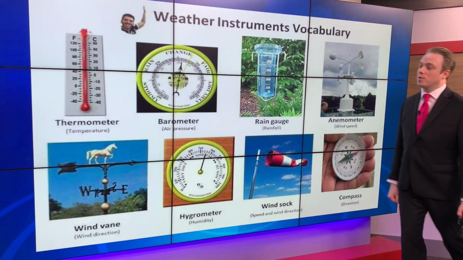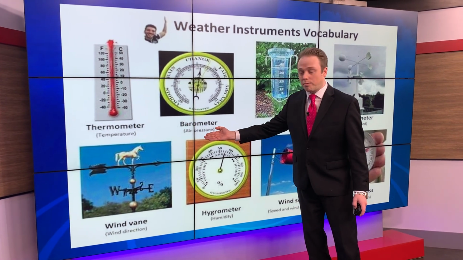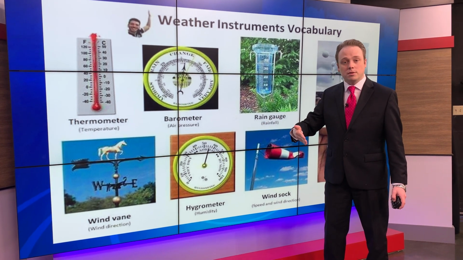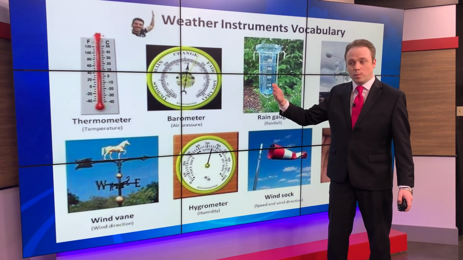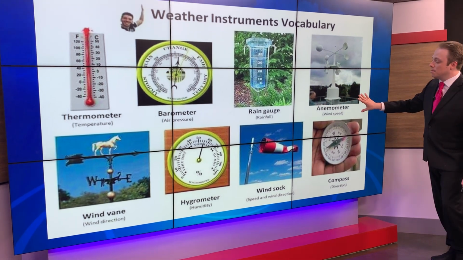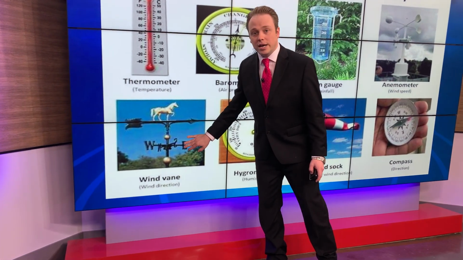Looking at the weather instruments, of course, you know what a thermometer is. That measures the temperature. A barometer measures air pressure. High pressure, low pressure. Low pressure means bad weather. High pressure, happy weather, fine weather. A rain gauge measures rain. And of course, an anemometer measures wind speed. Looking at the wind vane, that's the wind direction.